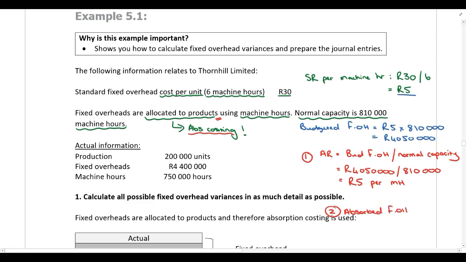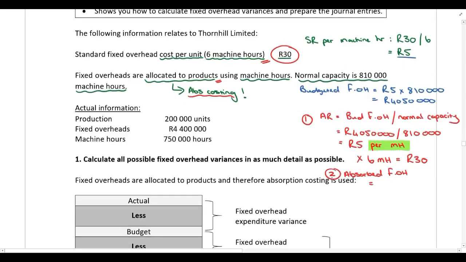fixed overhead. But before we can do that, we can't work with an allocation rate per machine hour. We need this to be an allocation rate per unit. So we need to multiply by the standard number of machine hours required to make 1 unit, and that will give us the allocation rate per unit. It's 30 Rand per unit. So obviously all of this information has been provided, so you didn't have to perform these calculations, but it's important that you understand the logic behind the calculations.